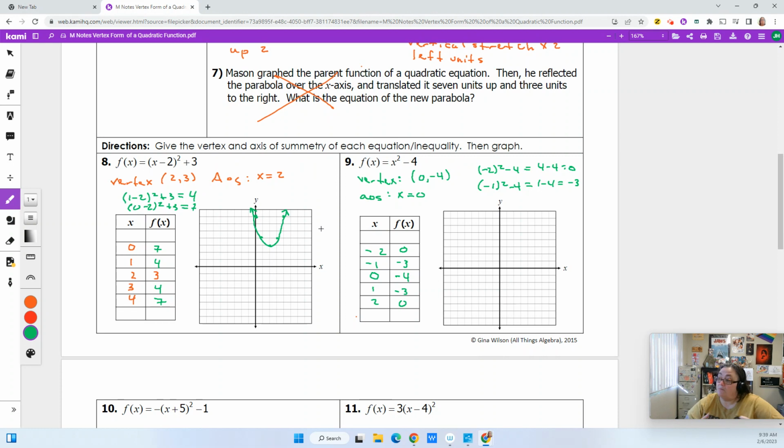And so when we go to make our graph, it's fairly easy. We go, okay, at -2, I have a point at 0. At -1, I have a point at -3. At 0, I have a point at -4. 1, -3. And then we have another point right here, and we can draw our graph.